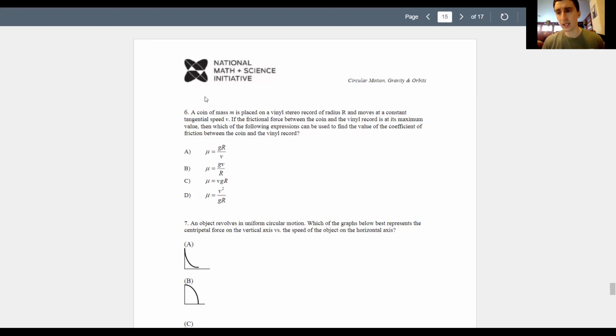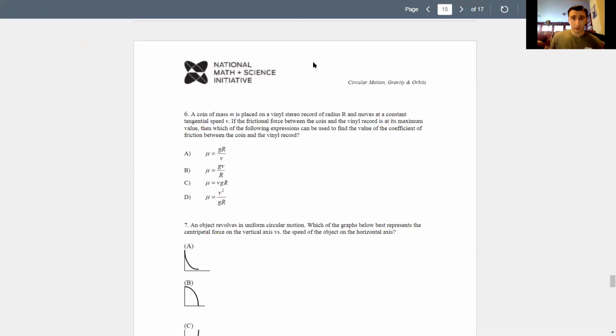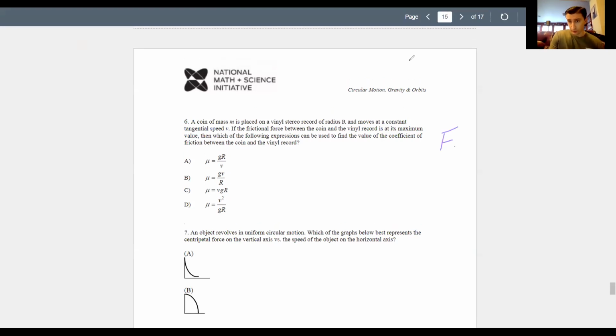Okay, so what we have to think is, what is causing the centripetal acceleration or the centripetal force? Well, in this case, what's holding the coin on the record would be the friction between the coin and the record. So when I write this equation, centripetal force equals m v squared over r, I know the centripetal force is equal to friction. Well, I have an equation for friction. It's mu Fn. So mu Fn equals m v squared over r.